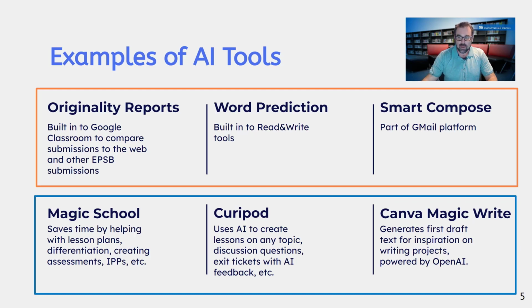And finally, Canva Magic Write, for those users that have been using Canva, is able to even create first draft text or inspirations for writing projects or posters and other multimedia presentations. These are all generalized tools and can actually do a number of things silently in the back on behalf of the user.